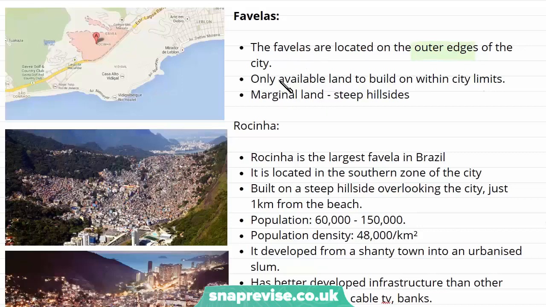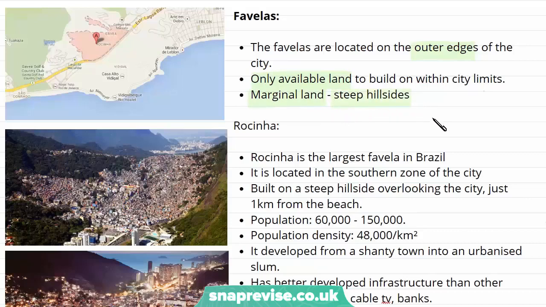And this is normally because this is the only land available to build on within the city limits. And as I said, it's very much marginal land, susceptible to landslides, because of the very steep hillsides, which is very difficult to build on safely.